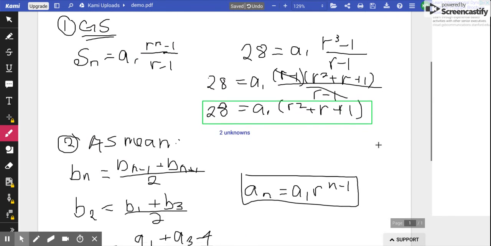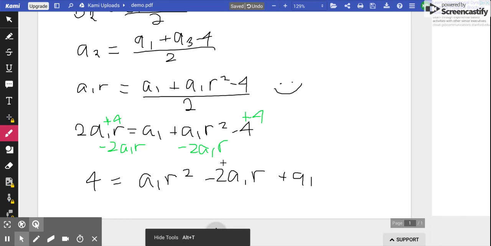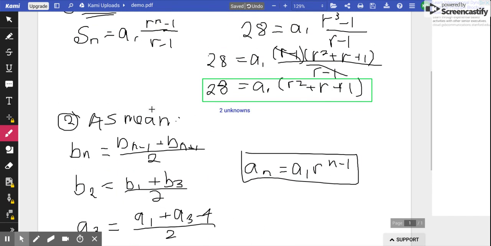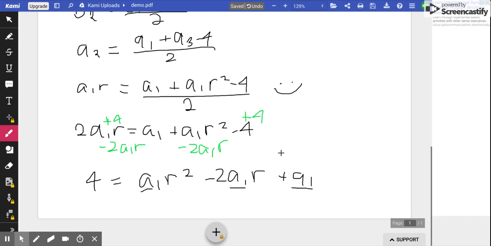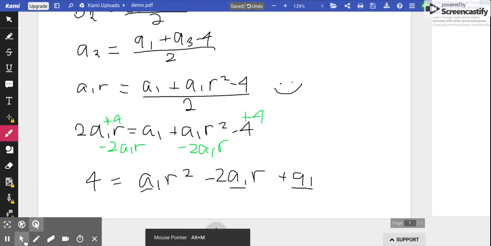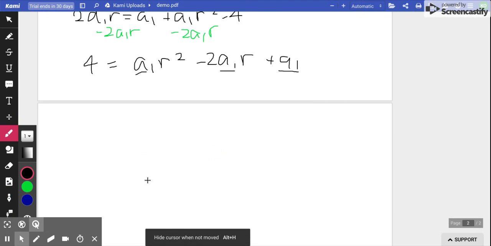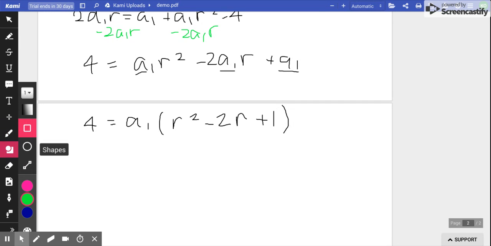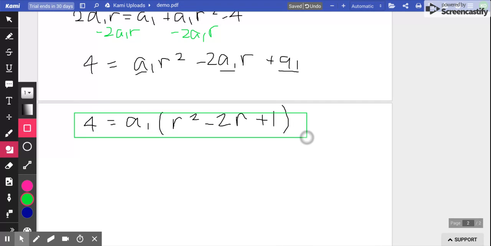Now what we should do is factor out an a1 because I have an a1 in each of these terms. So let's do that. Here we are factoring a1. So we're left with r squared minus 2r plus 1. And we have our second wonderful equation with the same two unknowns.